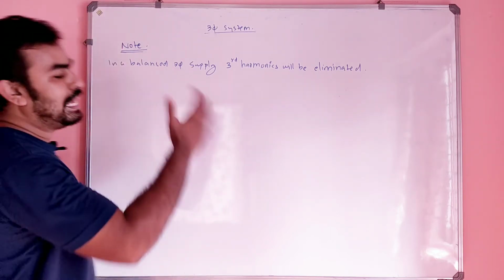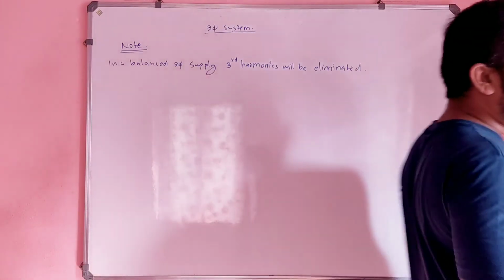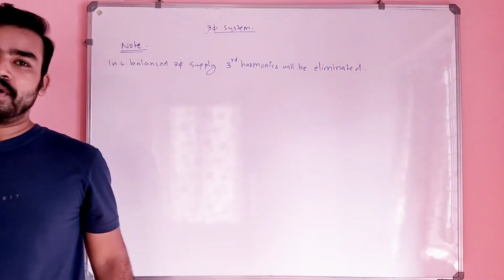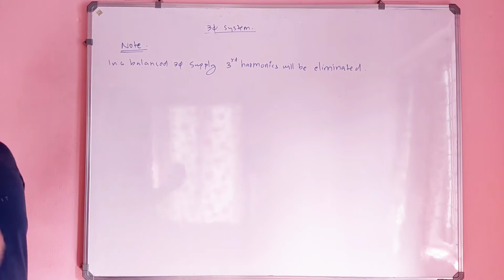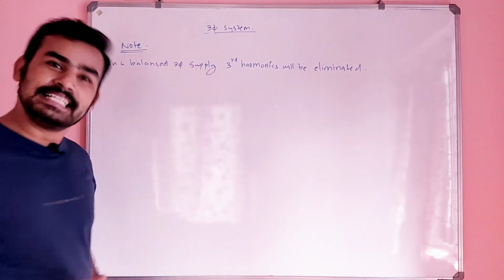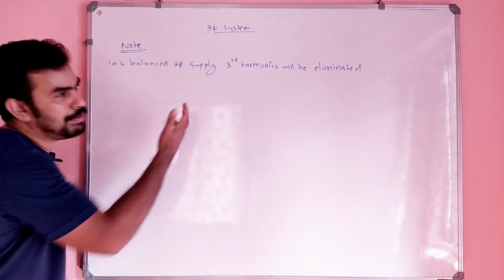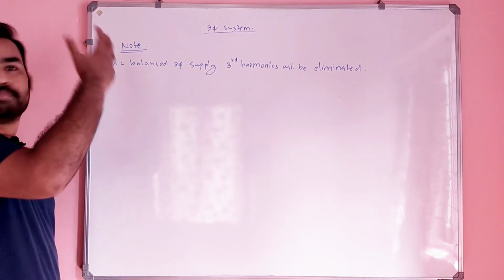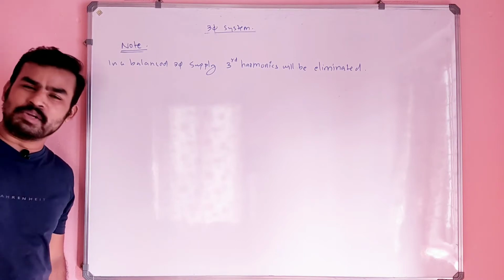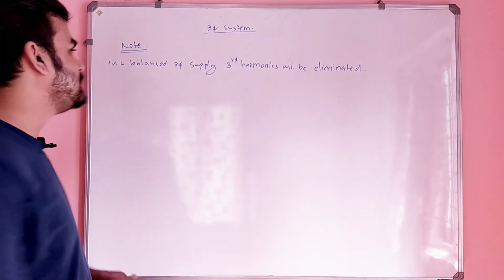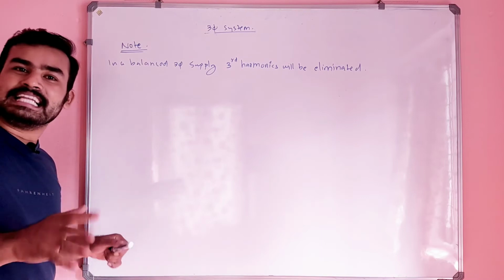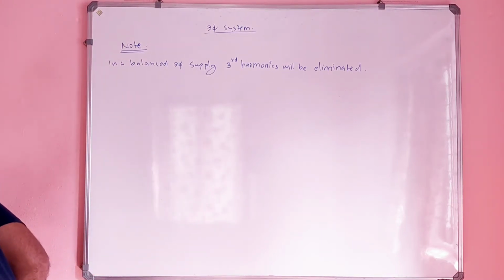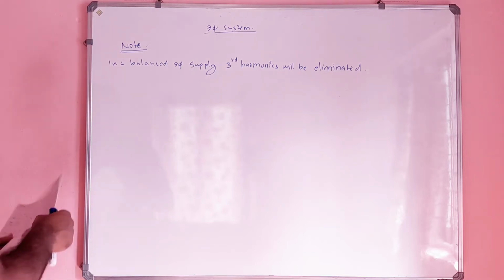So in a balanced three-phase system, there will not be any third harmonics. This is a very important point you should note. That is the very advantage of a balanced three-phase system. How it happens, the long proof and all that, is not our area of interest. We just know that in a balanced three-phase supply, third harmonics will not be there. So that's all about this, and we will do one problem.